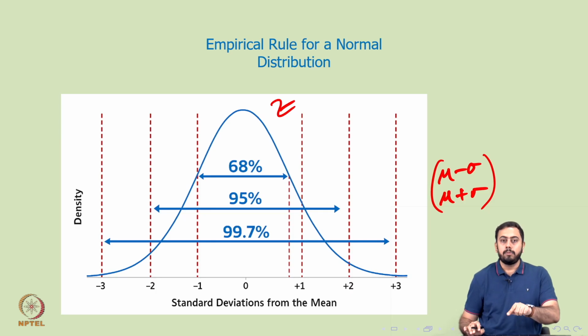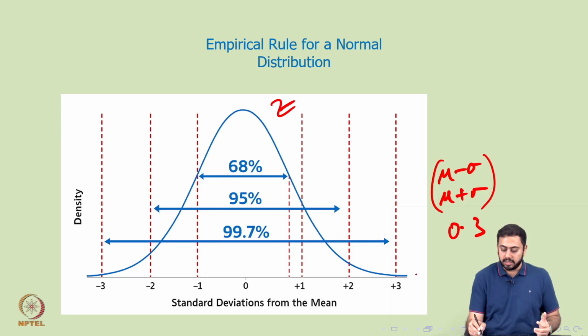So between mu minus sigma and mu plus sigma, you know that 68% of the data lies. Between mu minus 2 sigma and mu plus 2 sigma, 95% of the observations lie. And lastly, between mu minus 3 sigma and mu plus 3 sigma, almost 100% of the observations lie. The remaining 0.3% that does not lie within this coverage is more like outliers. They will be either on this side or on that side.